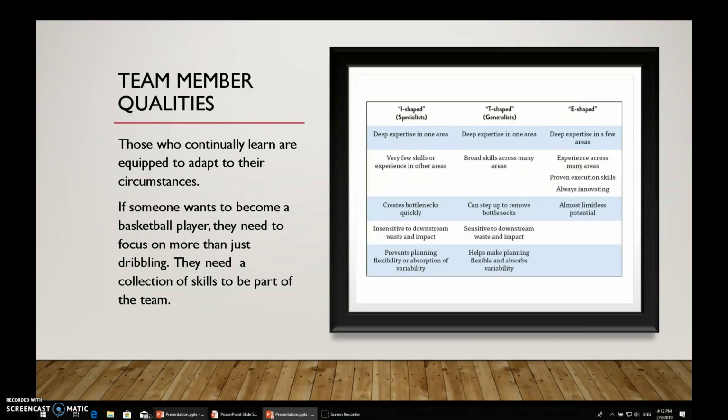T-shaped. They are generalists. Deep expertise in one area, broad skills across many areas, can step up to remove bottlenecks, sensitive to downstream waste and impact, helps make planning flexible and absorbs variability. I would say I actually fit into the T-shaped. E-shaped. Deep expertise in a few areas, experience across many areas, proven execution skills, always innovating, almost limitless potential. The software engineer that I was speaking of before, he would probably fit into that category.